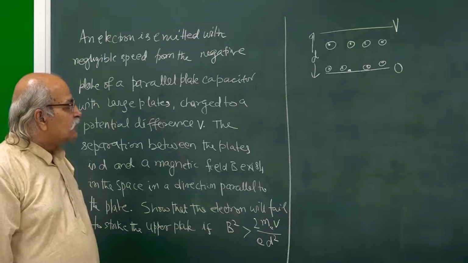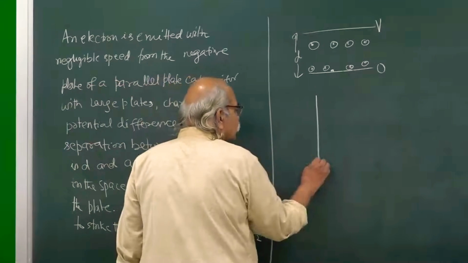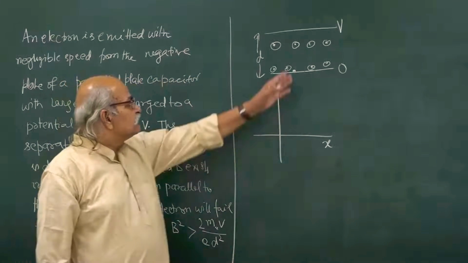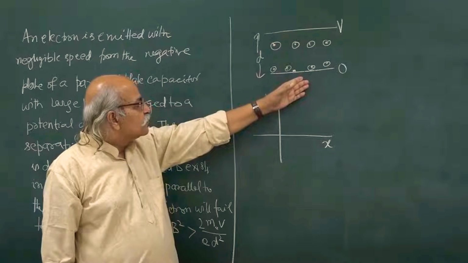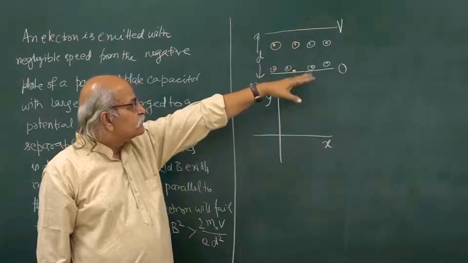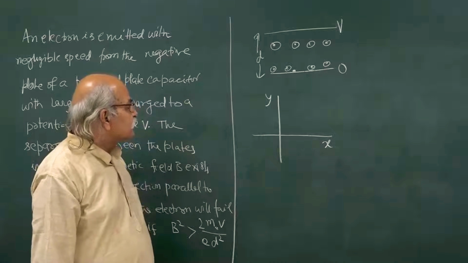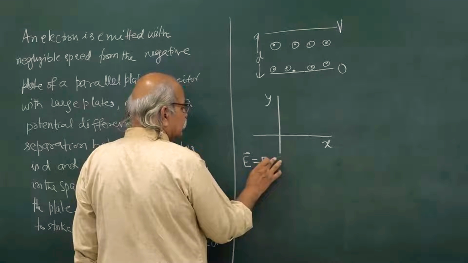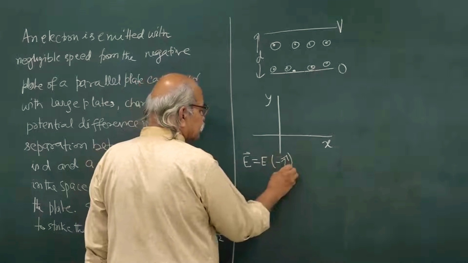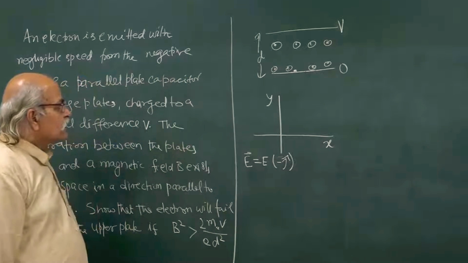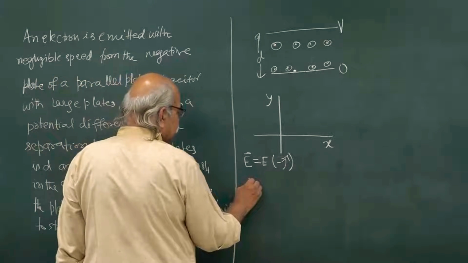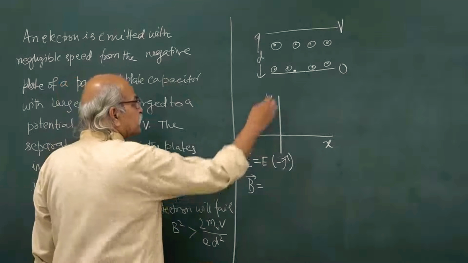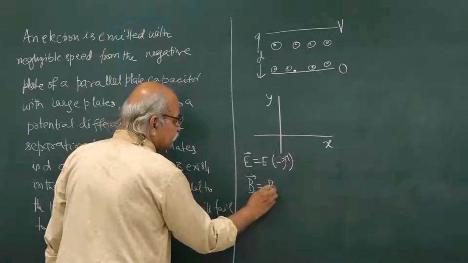So, if I draw the axis and take this direction as the x axis, this direction as the y axis, this is V here and this is 0 here. So, the electric field is in the negative y direction. So, E is equal to E times minus j cap. Then you have B. B is coming this side. So, it is B times k cap.